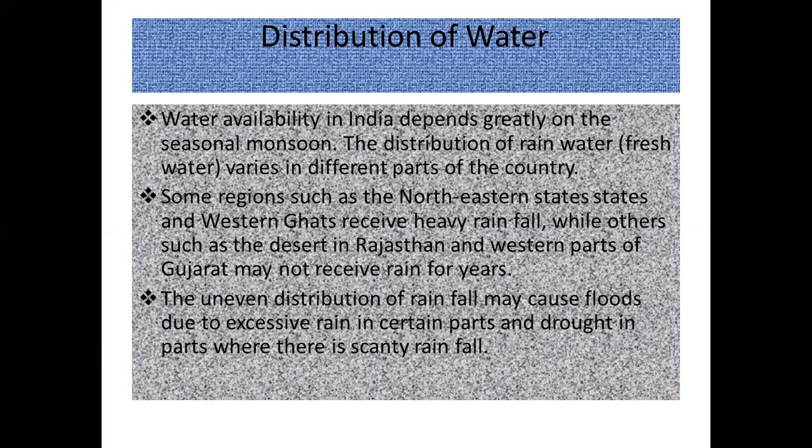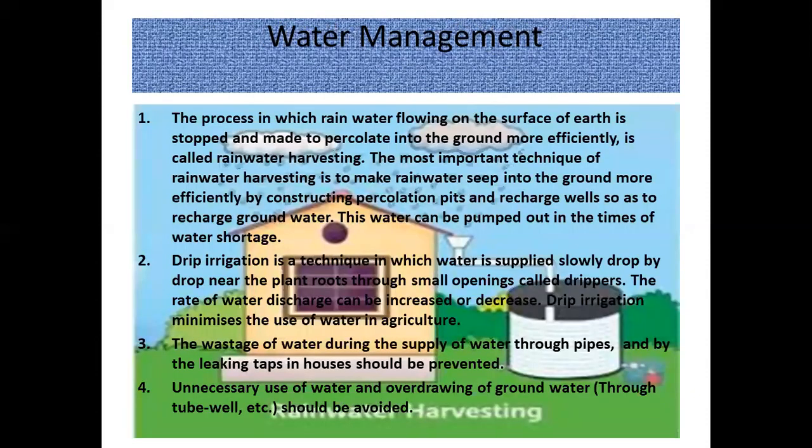Now understand, water availability in India depends greatly on the seasonal monsoon. The distribution of rainwater, especially the fresh water, varies in different parts of the country. Some regions, such as northeastern states and Western Ghats, receive heavy rainfall, while others, such as the desert in Rajasthan and western part of Gujarat, may not receive rain for many years. Uneven distribution of rainfall may cause floods due to excessive rain in certain parts and drought in parts where there is scanty rainfall. So, rainfall is the major factor. Got it, children?